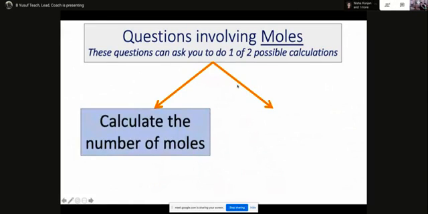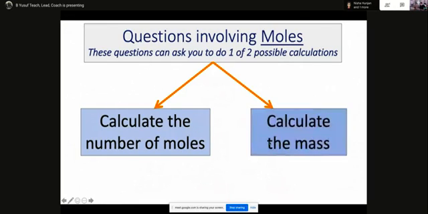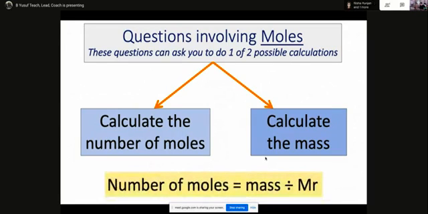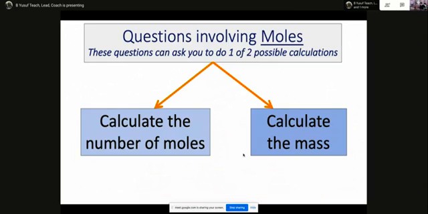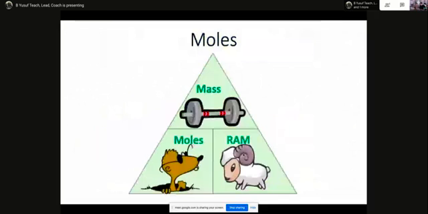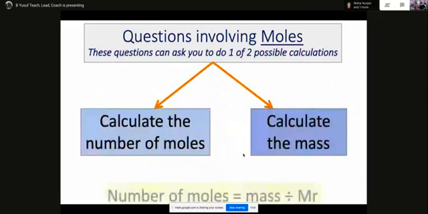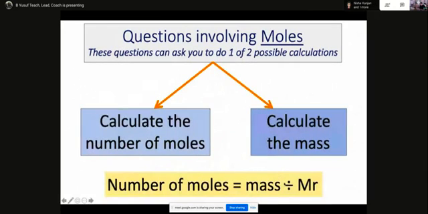You may be asked to calculate the number of moles, or you may be asked to calculate the mass. So they're the 2 aspects that you would actually look at. Now, let's look at how we could apply that. The visual that you saw before is a visual representation of this equation here: the number of moles equals the mass divided by the MR, the relative formula mass.